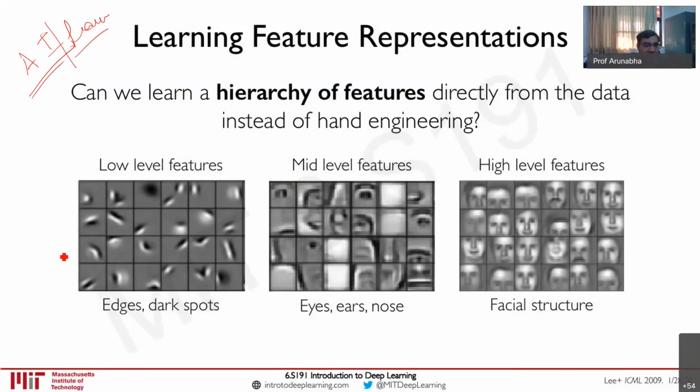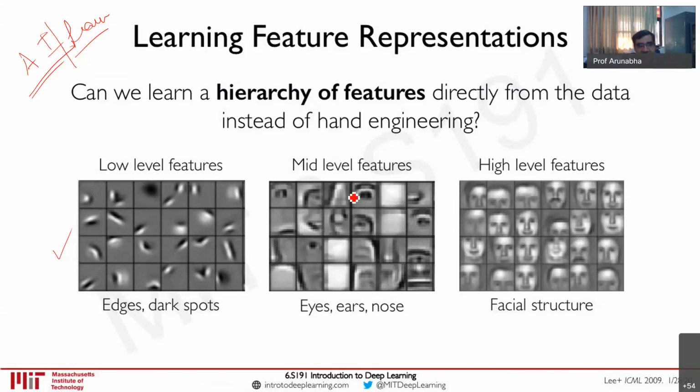So first and foremost, let us pick up the edges and dark spots, right? From the image, because these are all pixels actually, can I pick up by some mechanism the edges and dark spots which are there in that image? That's the first thing that I should be able to do. These are the low level features that I'm picking up.